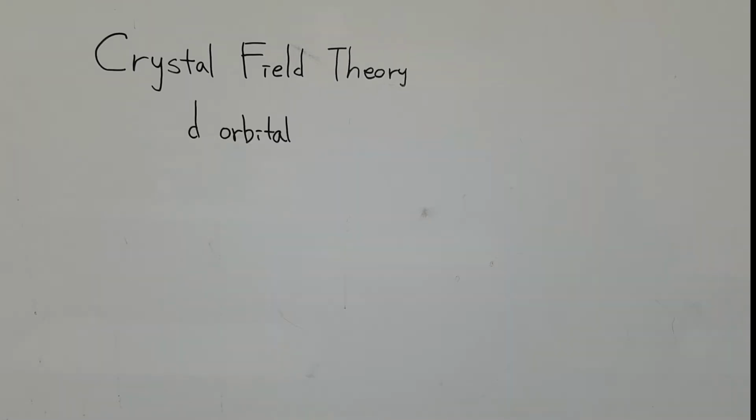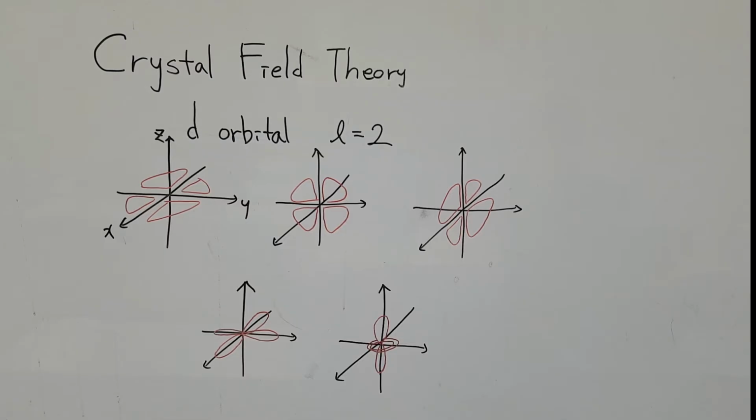D orbitals have angular momentum quantum number L being 2 and 5 different magnetic quantum numbers. Therefore, there are a total of 5 d orbitals and they look like these. Except for the dz square orbital, they have 4 lobes along certain planes. dxy, dyz, dzx have lobes between each axis, while dx square minus y square has lobes on the x and y axes. By these different shapes, the crystal field theory arises.